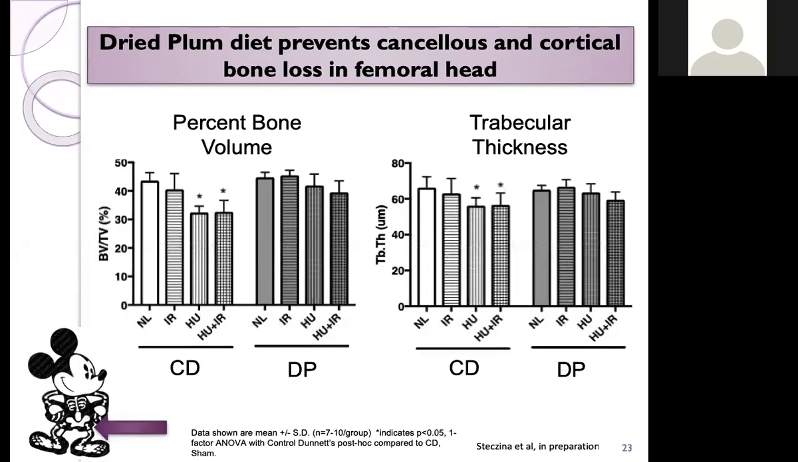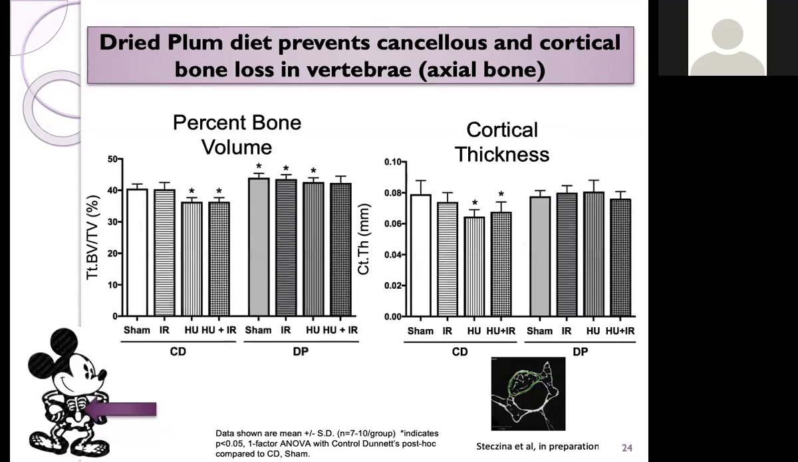We quantified this, so this is the femur head. The BV/TV is decreased with HU and HU plus IR in mice with the control diet, but does not reach statistical significance with the dry plant diet, so it was prevented. And similar in the trabecular thickness. Next, we looked at an axial bone, the vertebra.